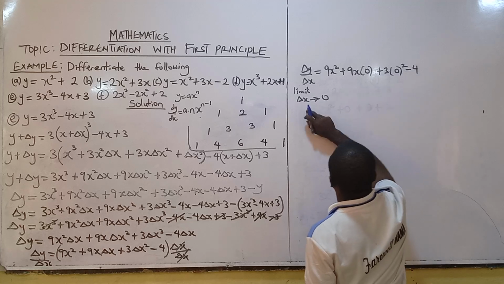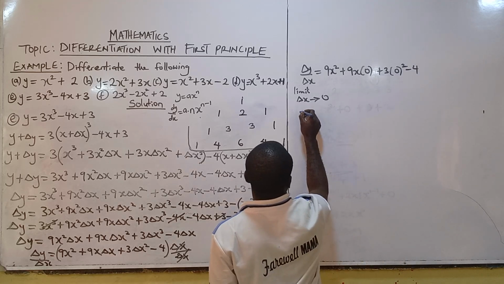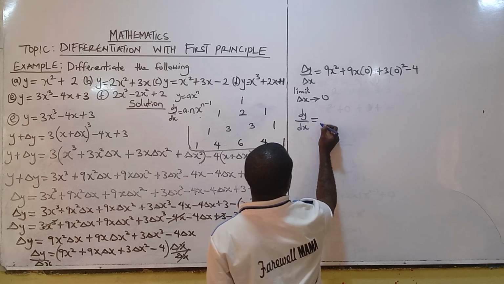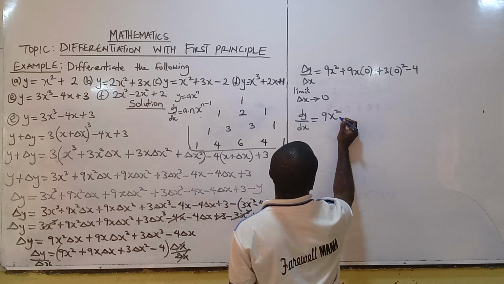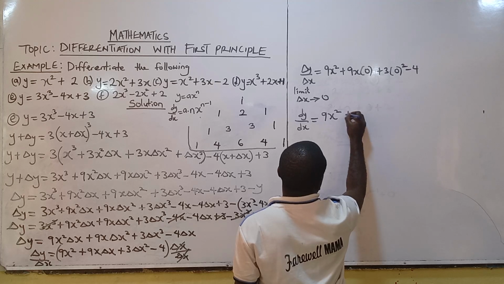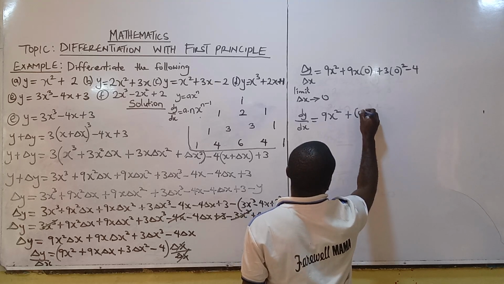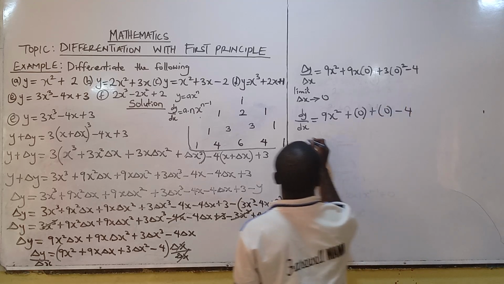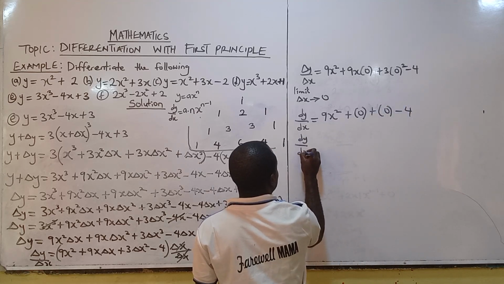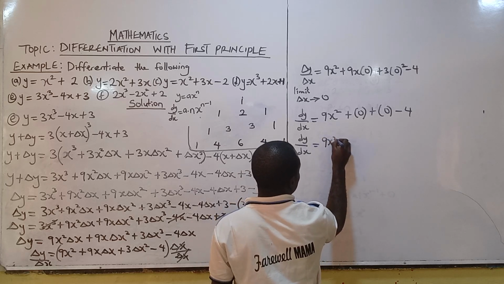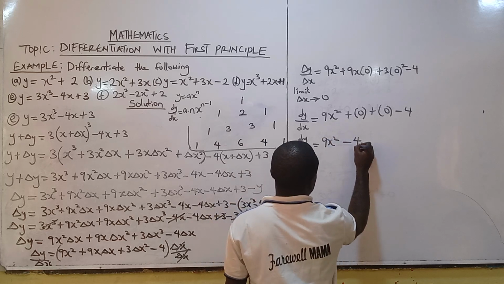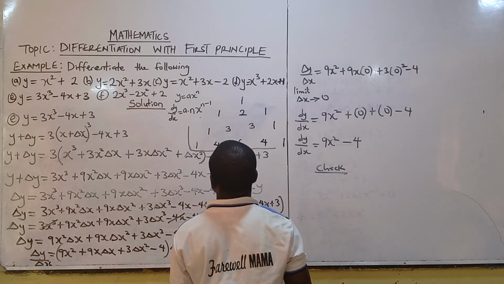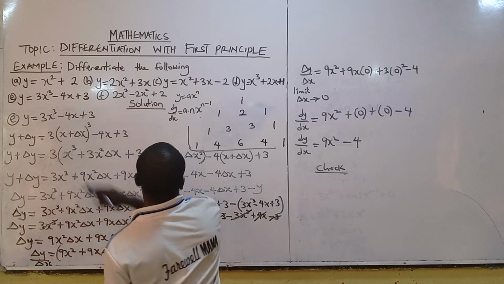Since we said limit as dx tends to 0, now change to dy, small letter d, dy over dx equals 9x squared plus 9x times 0, that's 0, plus 0 minus 4. dy over dx equals 9x squared minus 4. Now let's check in the general method.